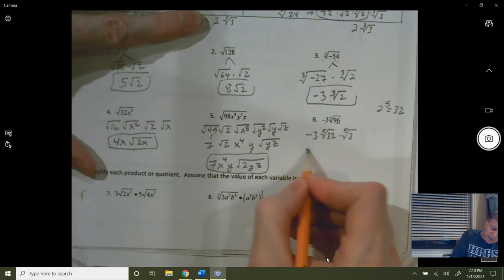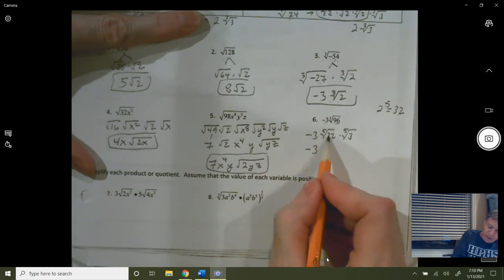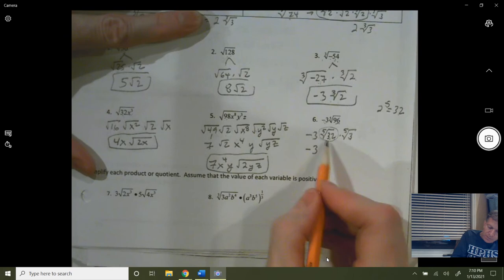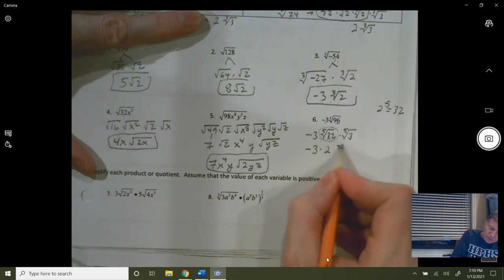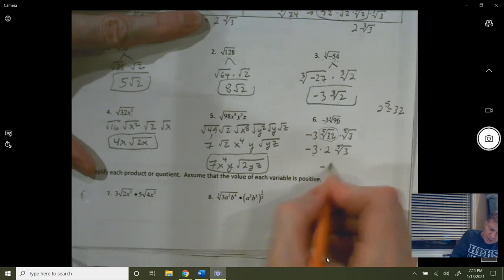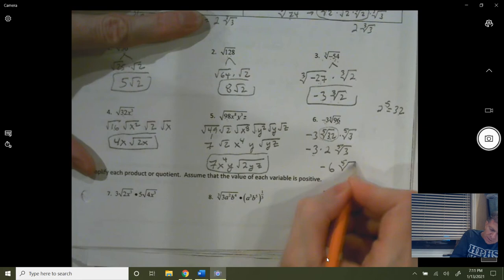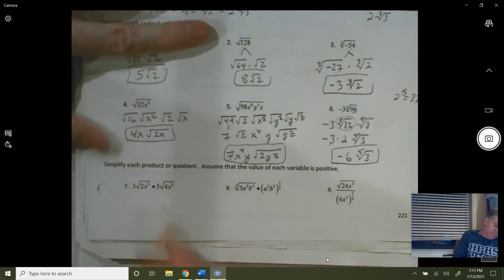So I've got a negative 3. Don't let that negative 3 fool you. It's already on the outside. You don't really do anything with it until you combine it with this thing that comes out of the radical. So the 5th root of 32 is a 2, and then I'm left with the 5th root of 3. Okay, so multiply these two together. You've got negative 6 times the 5th root of 3.